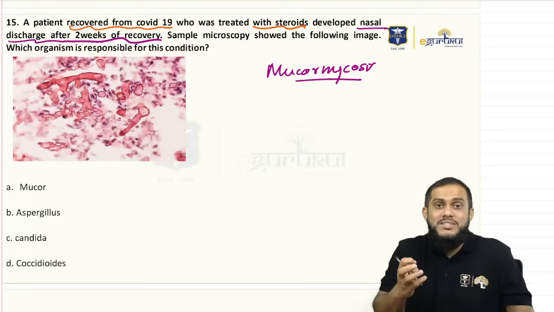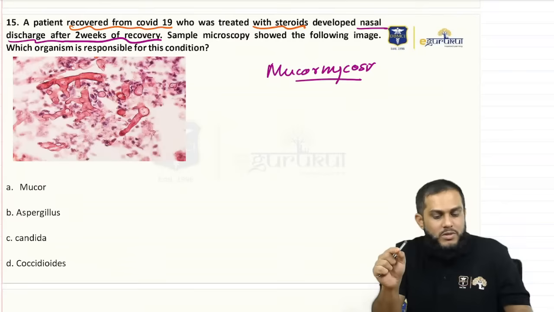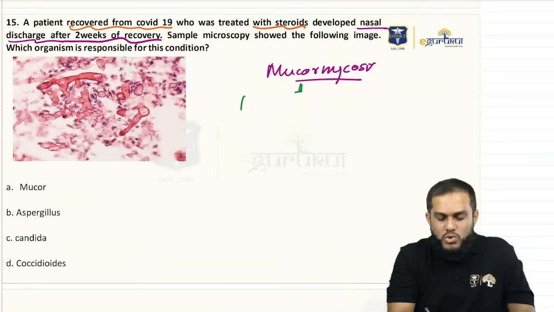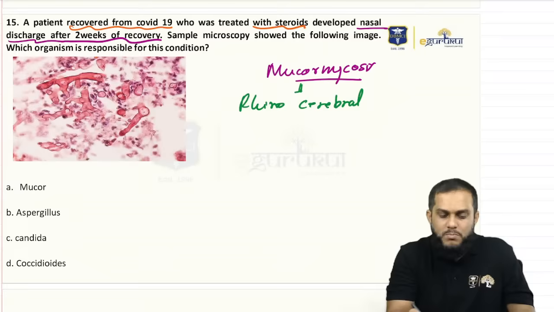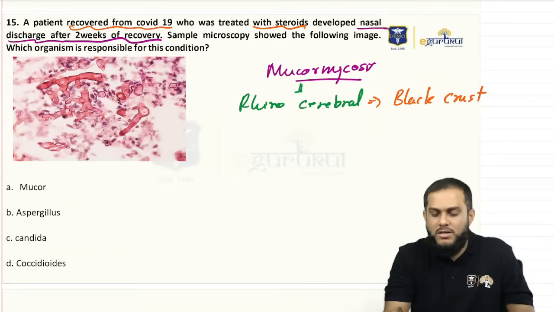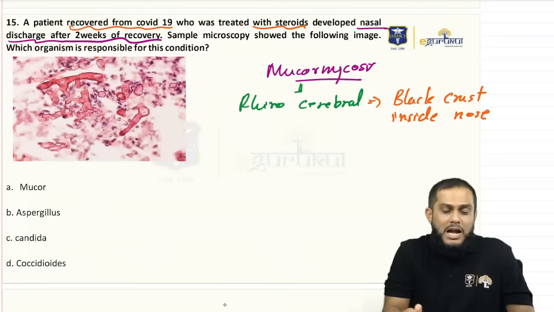Those treated with steroids. These are the predisposing, high risk factors for mucormycosis. A recovered COVID patient who was treated with steroids, with nasal discharge, because the most common site is rhinocerebral, manifesting with a black crust inside the nose and paresthesia surrounding the paranasal area, and seizures if there is involvement of the brain.